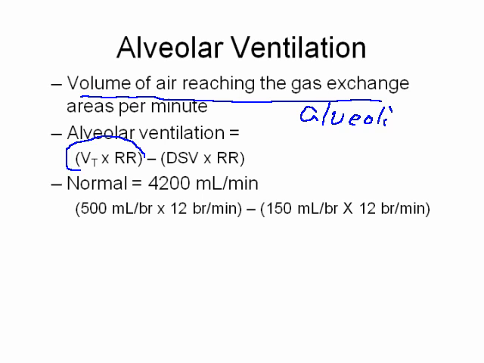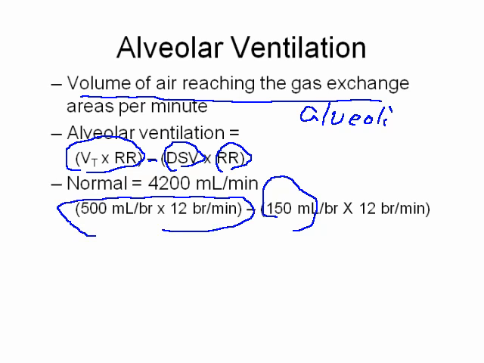So we have our minute ventilation minus the dead space ventilation times respiratory rate. Well, the dead space ventilation, we said, is about 150 milliliters per breath. So we have our minute ventilation minus the dead space ventilation. And that will mean, of course, that assuming a tidal volume of about 500 mils, the alveolar ventilation is only 350 mils.